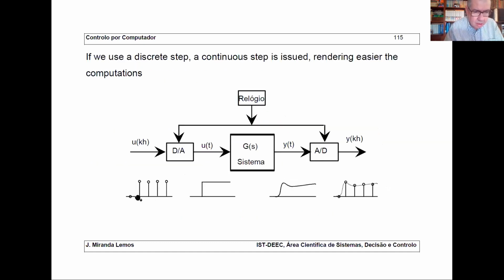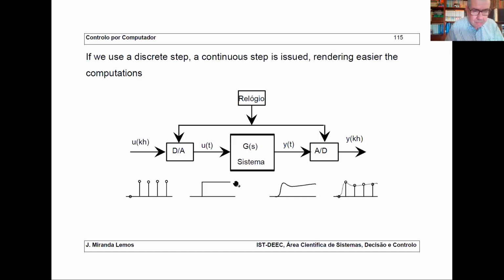Okay, so let's see what happens. If you do it, then you are keeping this value during the sampling interval. So what you get is something quite nice, a unit step in continuous time, that you can see here as u of t. You might be tempted to put just one of these numbers different from zero and all the others zero, but that would give you a square input, and it's more difficult to compute the response of g of s to a square than to a unit step.